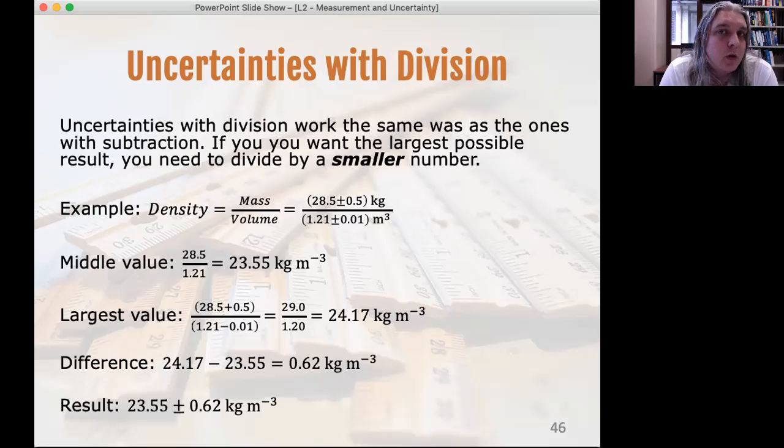Same with division. As I said, if you're doing a division, make the thing on the bottom smaller, because if you divide by a smaller number, you get a bigger result, right? I always talk about cake for this one. If you've got a cake and you're dividing it by fewer people, you each get more cake, right? Here, you want to make the result as big as you can. You want more cake, so therefore you divide by fewer people. You divide by a smaller number.